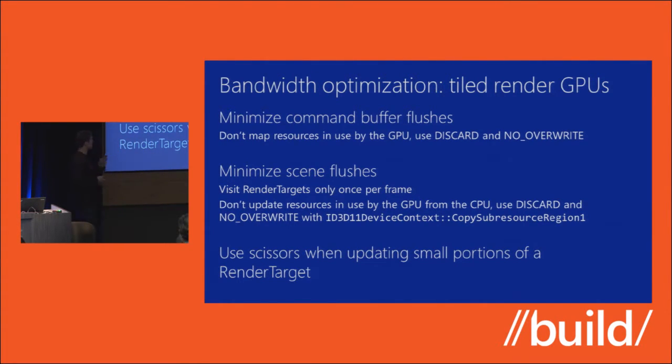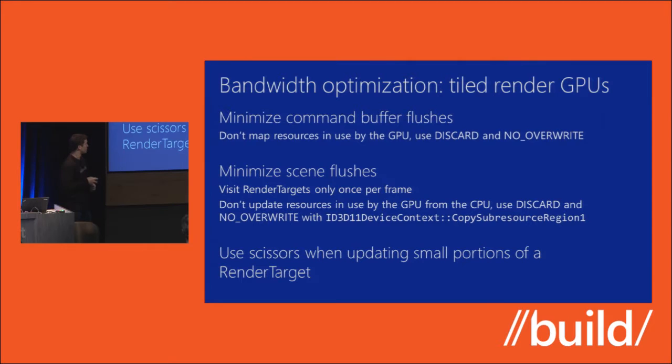Second, this is probably one of the least well understood areas, but it's a really important one. If you are doing copy resource updates from CPU memory to GPU memory, it's not just about mapping them. If you update memory in GPU memory that's currently in use by the graphics processor, it again requires executing all the rendering up to that point before the GPU can do the next update.